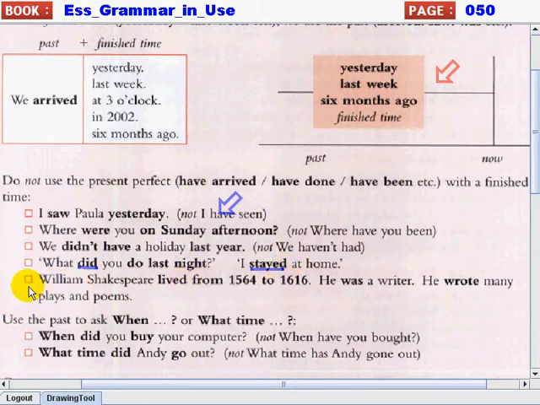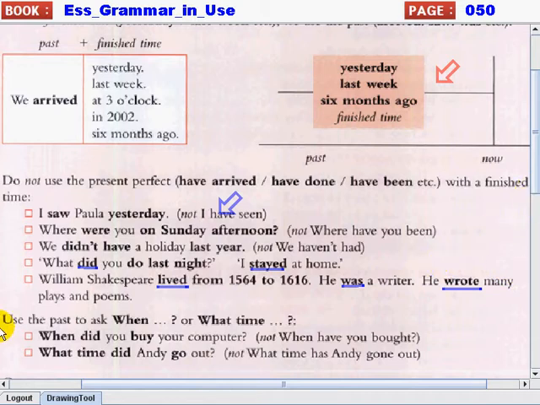Next, William Shakespeare lived from 1564 to 1616. He was a writer. He wrote many plays and poems. Let's find out the past simple or past tense here. We have here lived, was, and of course wrote. This is the past form of write.